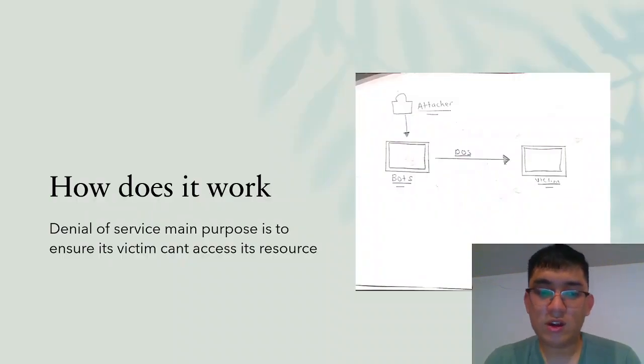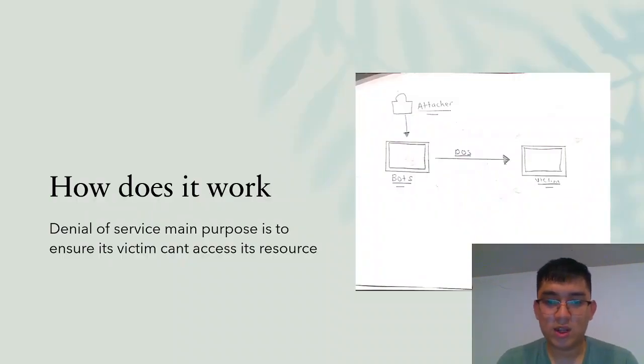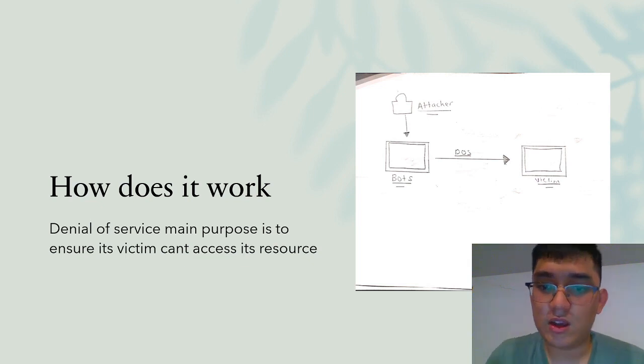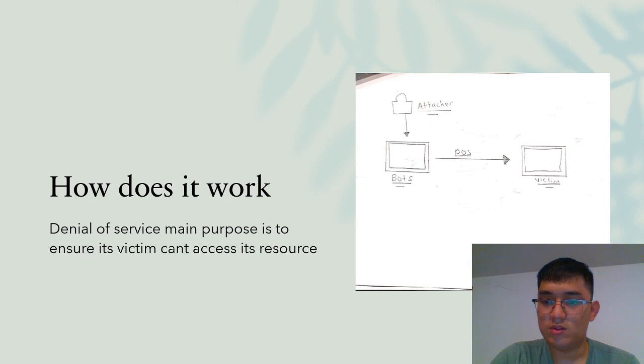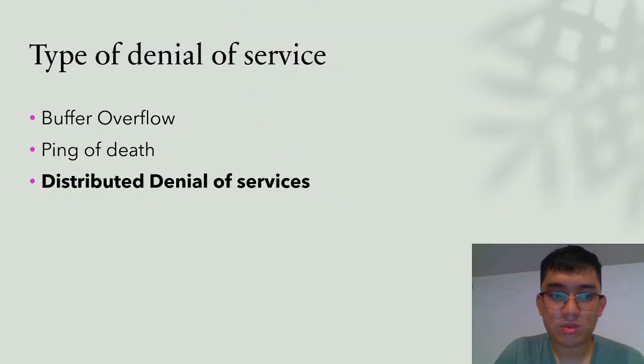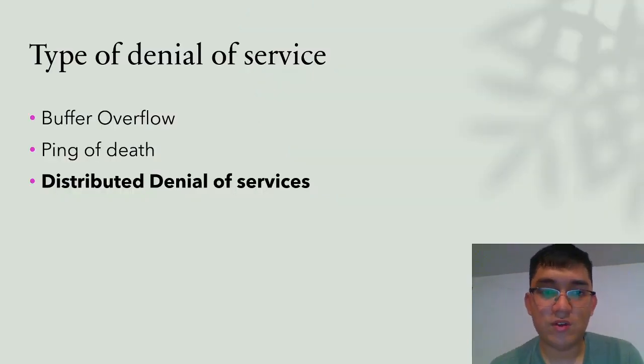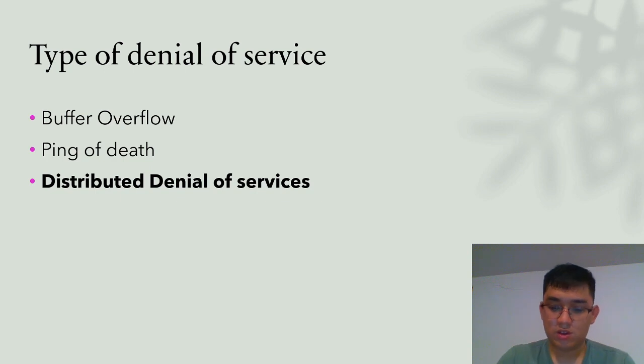So, how does it work? Denial of service's main purpose is to ensure its victim cannot access its resources. The attacker will send bots and send these denial of service types of attack to the victim to ensure that the victim cannot access its resources. Now, there are three types of denial of service. One is buffer overflow, the second is ping of death, and the third is distributed denial of service.